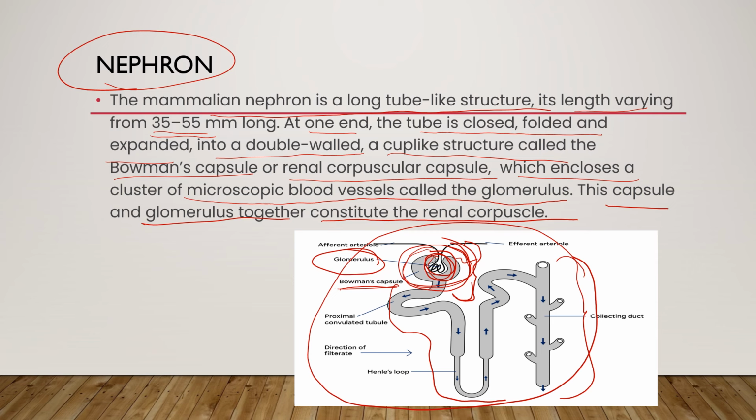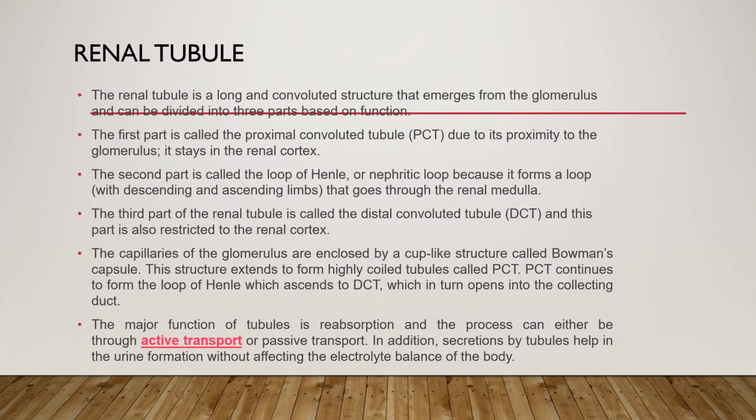So this is the Bowman's capsule, the glomerulus, the afferent arteriole and the efferent arteriole; they constitute the renal corpuscle. Okay, and this proximal convoluted tubule, Henle's loop and this collecting tubule are all parts of the renal tubule. Here comes the renal tubule, that is the next part of the nephron.